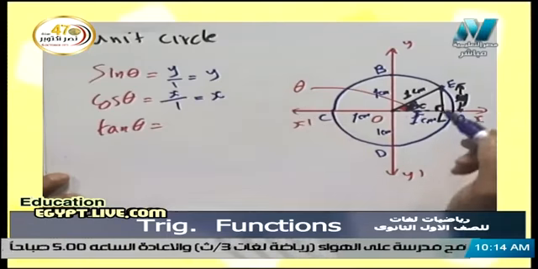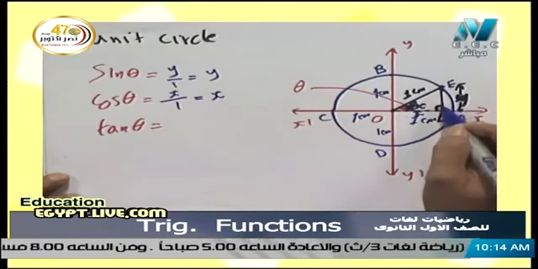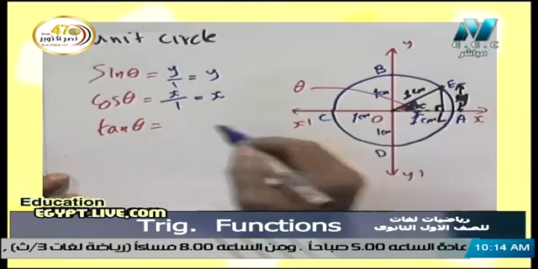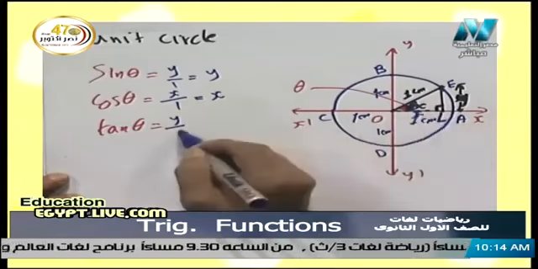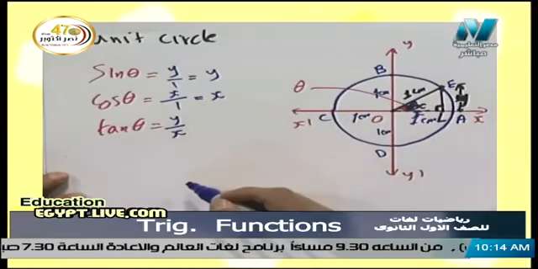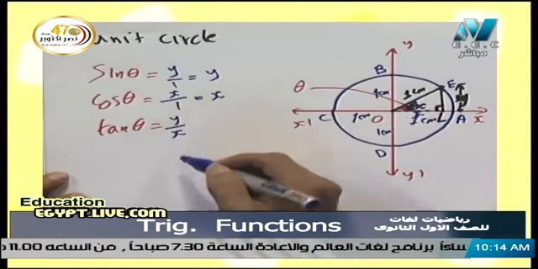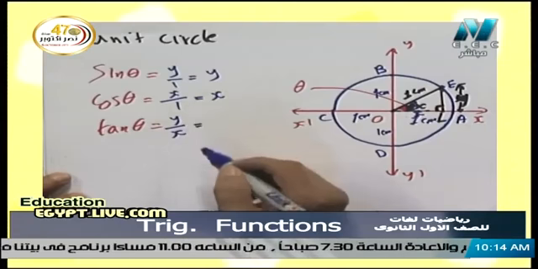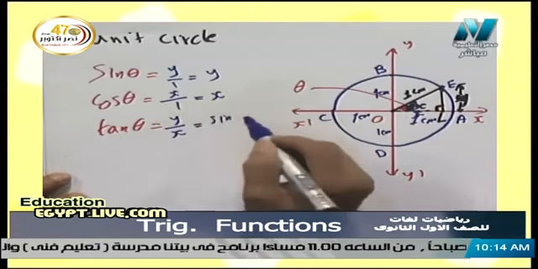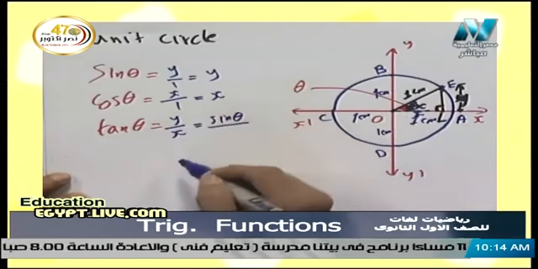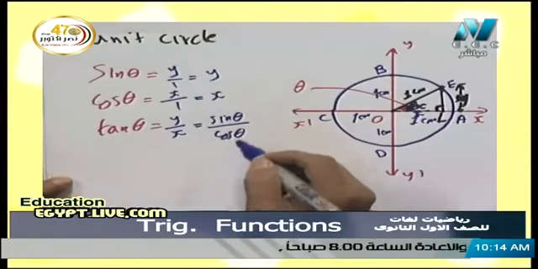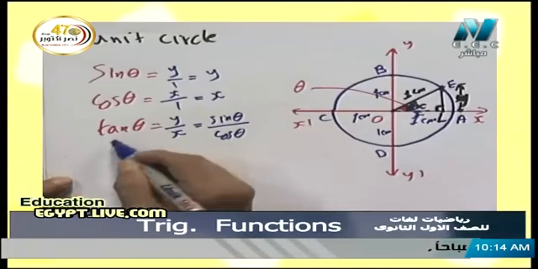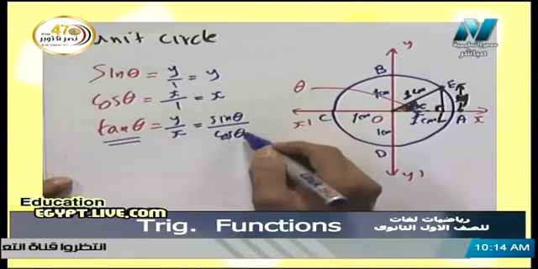Tan theta is the opposite, which is y, over adjacent, which is x. So tan theta equals y over x. We know that y is sine theta and x is cosine theta, and this is another proof that tan theta equals sine theta over cosine theta.